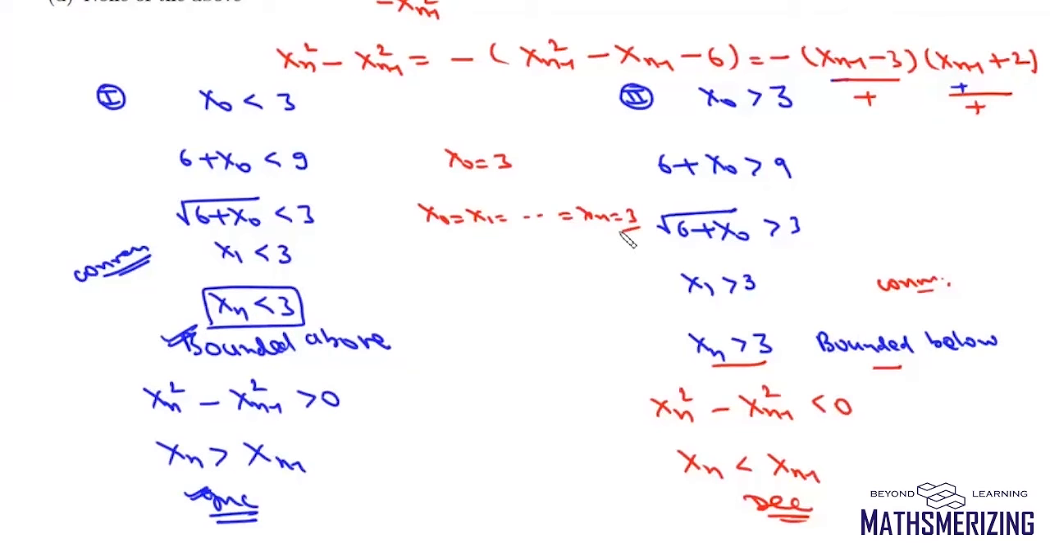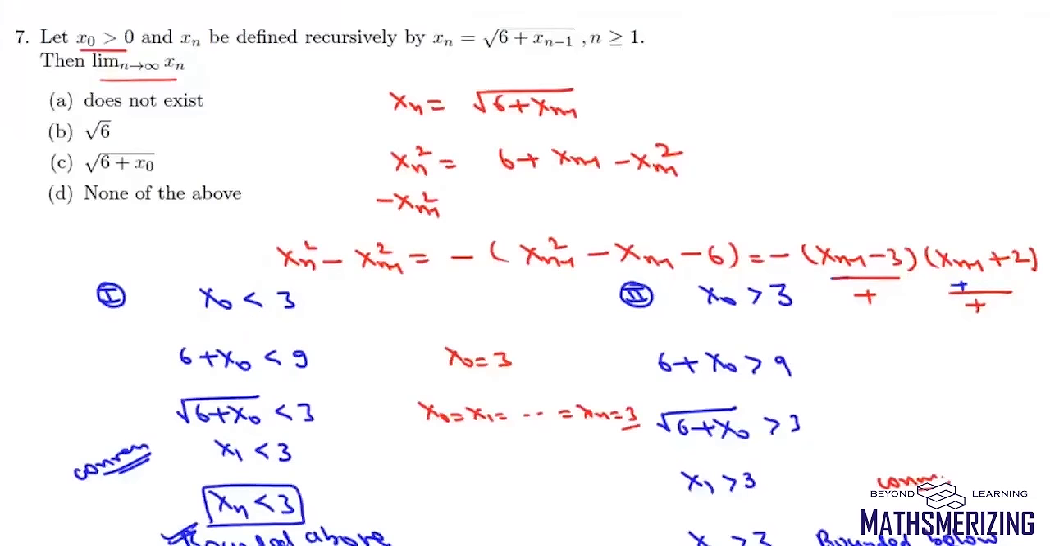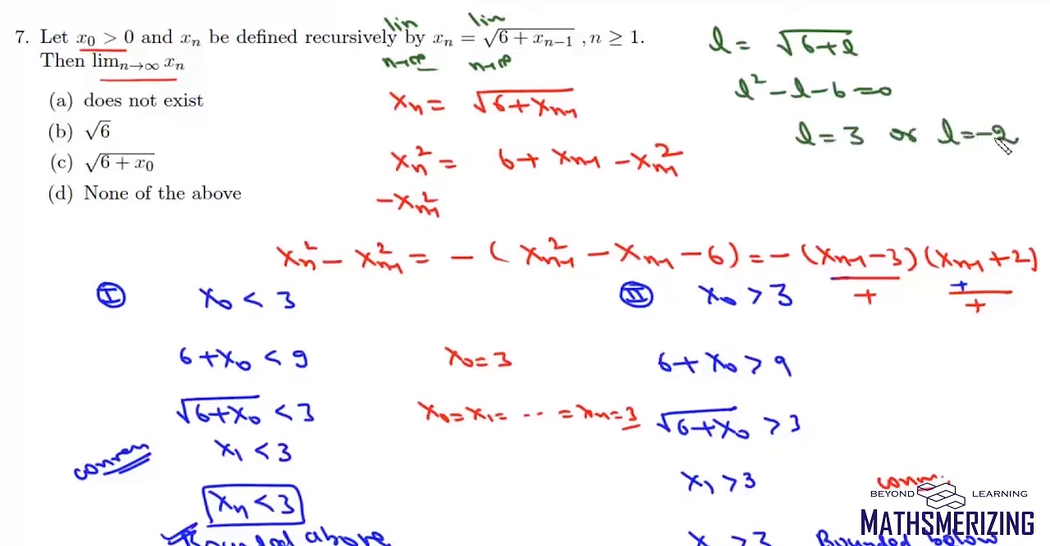Now we need to find the limit as n tends to infinity of xn. For that we'll take the limit as n tends to infinity on both sides. Now suppose this limit is L. So we can write L equals the square root of 6 plus L, that is L square minus L minus 6 equals 0. That is, the value of L is either 3 or minus 2. Now since this sequence contains positive terms, its limit cannot be negative. So for this sequence, the value of this limit is simply 3. So the limit as n tends to infinity of xn will be 3, which is none of the above, option D.